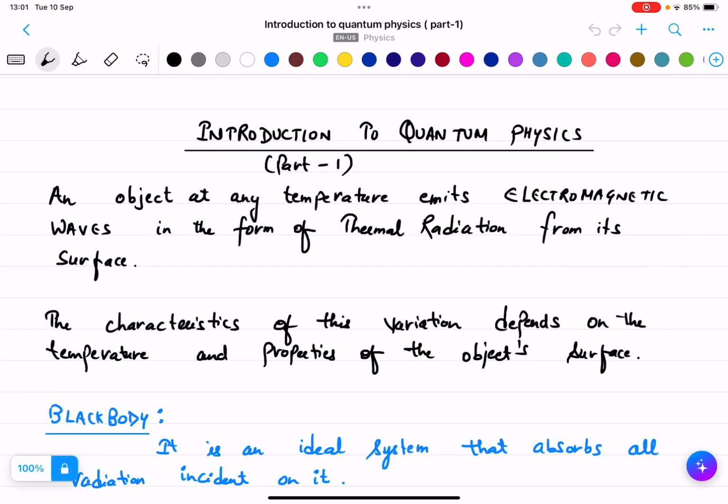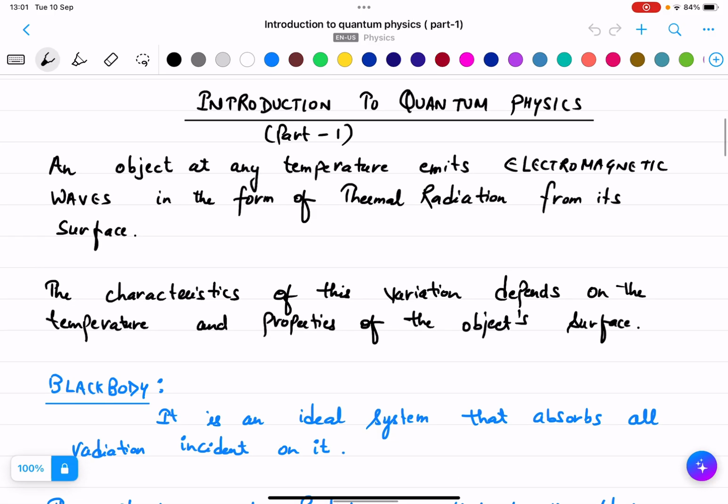So in today's class, we will discuss introduction to quantum physics. Let me tell you one thing. This is a theoretical topic and we will get some numericals in the exam. Before the numericals, you must know what quantum physics basically is and how to solve the numericals. There are a total of 3 videos for this: part 1, part 2 and part 3. We will start with part 1 now.